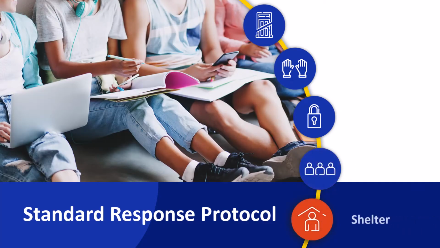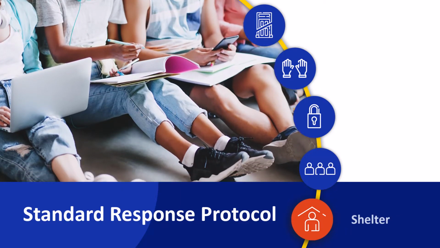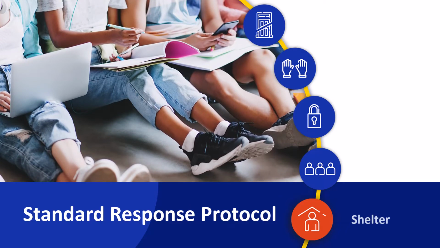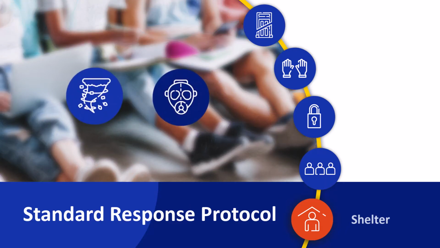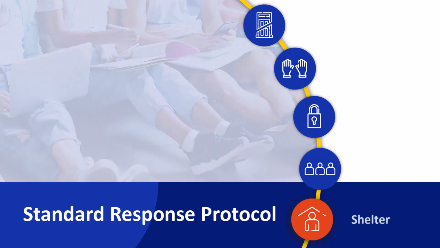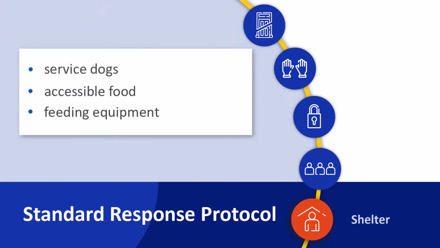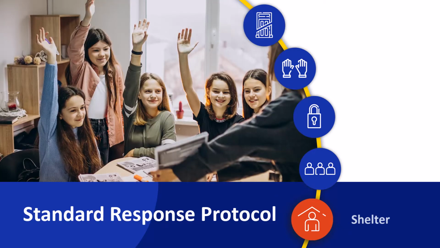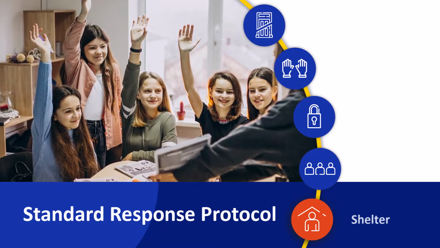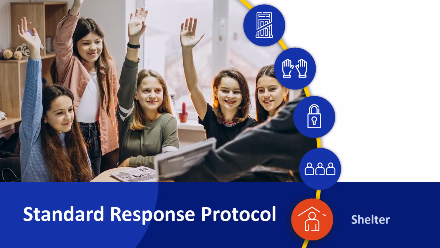When a school community implements a shelter in place, it is likely the result of a situation that requires students and staff to stay inside due to circumstances outside of the school building, such as severe weather or a chemical spill. Individuals may need to stay inside the building for long periods of time, so plan accommodations for service animals, accessible food, feeding equipment, availability of medications, and toilet access. Consider the types of activities staff can implement to keep students occupied in the event of a shelter-in-place order.